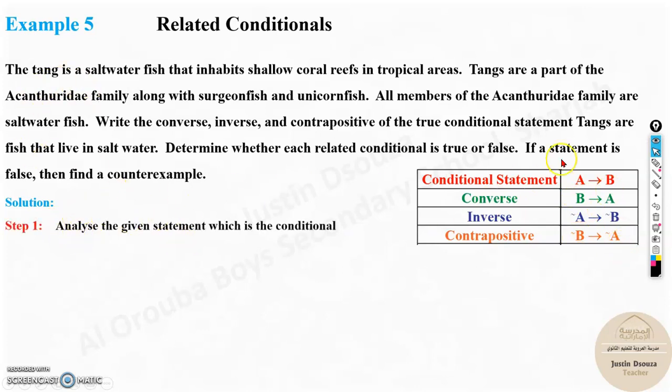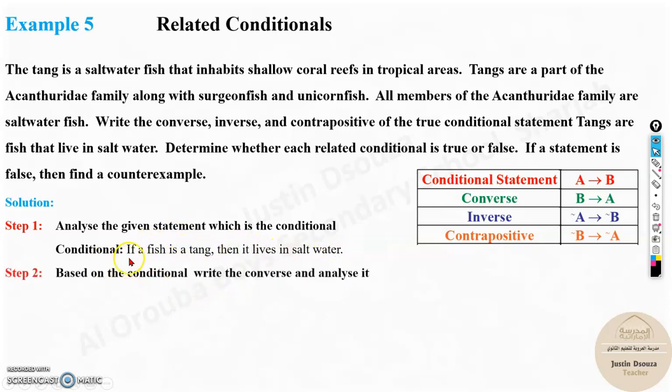Now, look at the statement given. Write it as an if-then conditional. Over here we have tangs are fish that live in salt water. So salt water is the conclusion, and being a tang is the hypothesis. So if a fish is a tang, because tangs are fish, then it lives in salt water. It can be worded differently as well, but the most important thing is that salt water will be in the conclusion and the fish being a tang will be the hypothesis. That's it. So if a fish is a tang, then it lives in salt water. This is the given conditional.